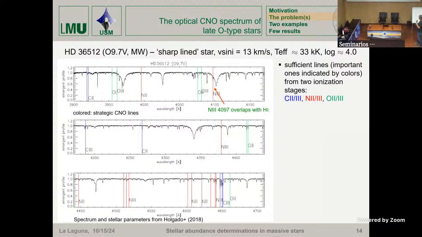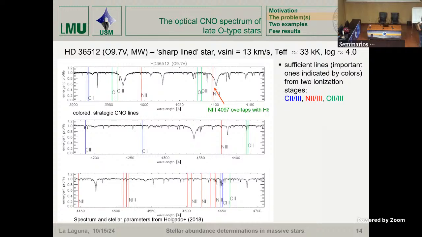Yeah, I will give you a few examples to show what happens in the O-star realm. So this is a so-called O9.7 star. This is just at the beginning of the O-star spectral range, around 33,000 kelvin, surface gravity of 10,000. And in this case, I have indicated oxygen by green, carbon by blue, and nitrogen by red.